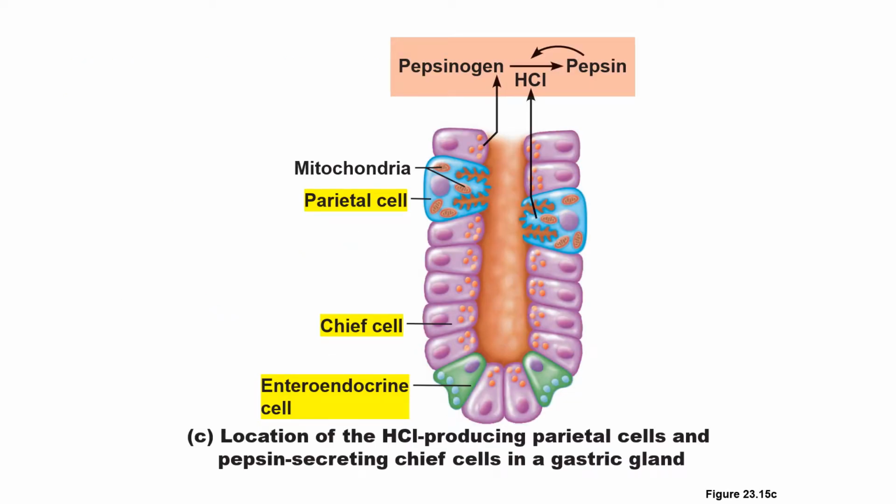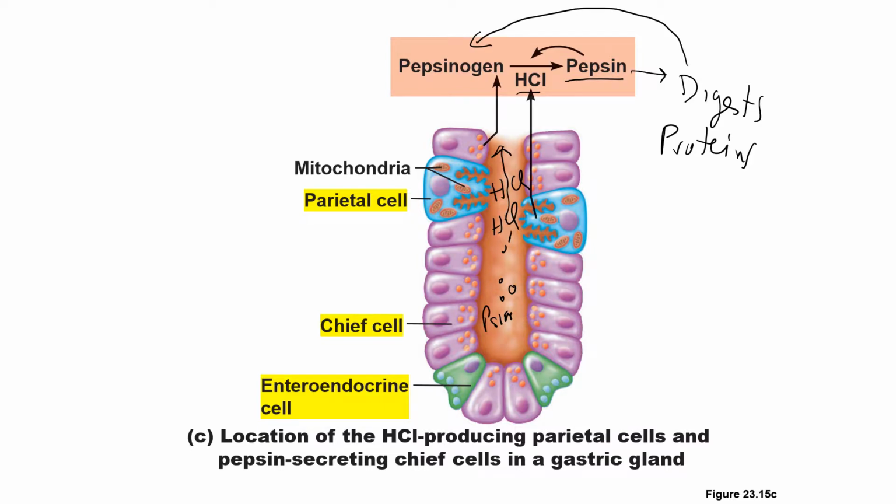Parietal cells secrete hydrochloric acid. Chief cells below secrete pepsinogen. As pepsinogen travels through hydrochloric acid, it will be turned by hydrochloric acid into its working form called pepsin. Pepsin digests proteins, including itself. So once pepsin appears, it can catalyze its own production, creating more pepsin.